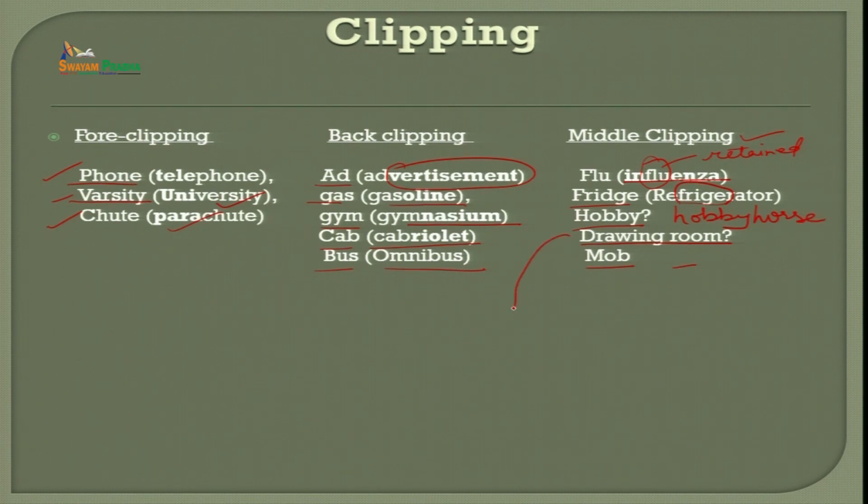And what about drawing room? What is drawing room, everyone? You have to give me the answer. Think about it. Drawing room was initially known as withdrawing room. Understood, everyone? Then what is mob? We generally use this term mob. So what is mob? Why is it used like that? From where has it originated? Any answer? Or maybe in our next lecture, I will tell you.